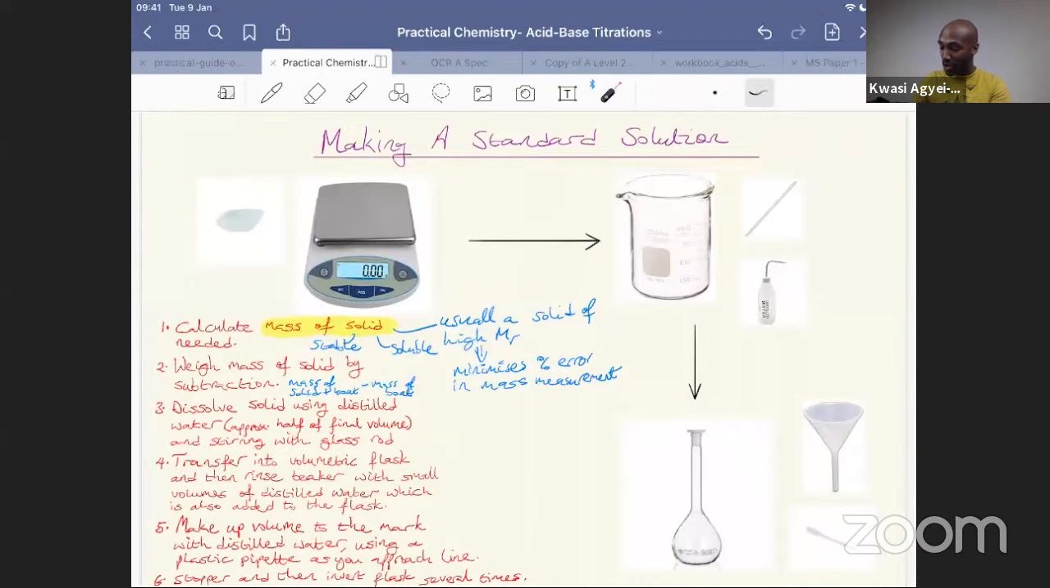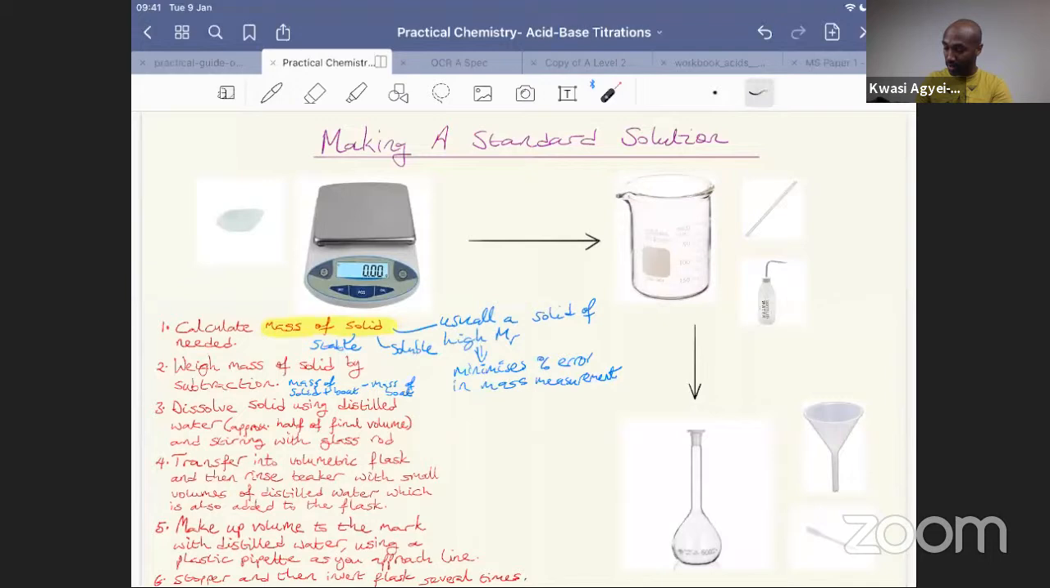And then as you approach the mark, you can see there is a mark there indicating where 500 centimeters cubed is. As you approach the mark at this stage, I would stop transferring directly from the beaker via the funnel and instead use my plastic pipette to slowly add water dropwise to the mark.